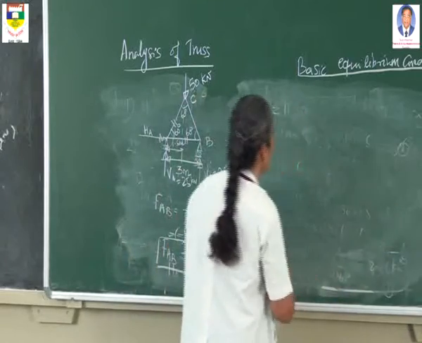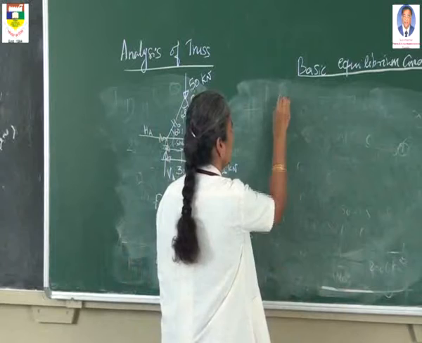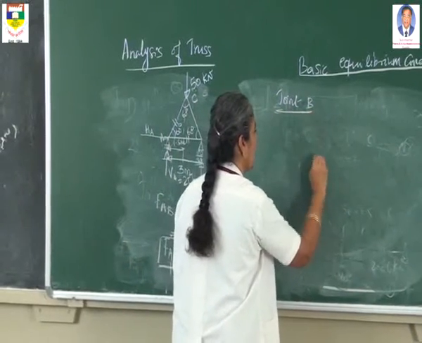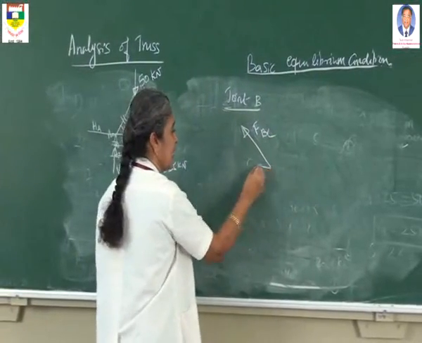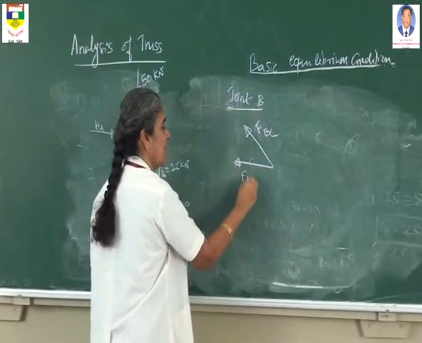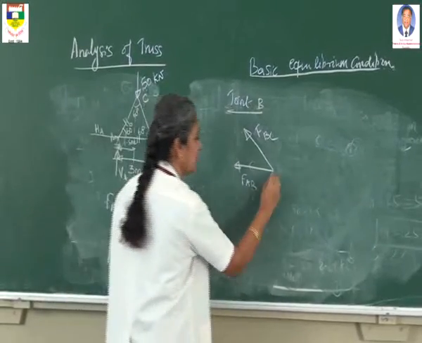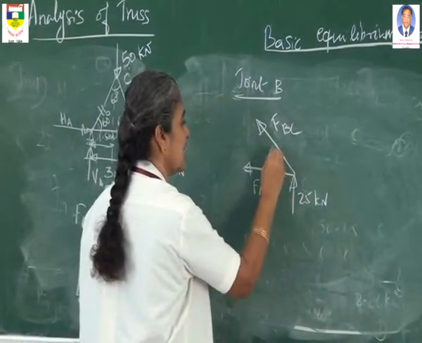Again you have to draw the free body diagram of joint B. At joint B, the first member force is FBC, the second member force is FAB. This FAB you already know, and this reaction component is 25 kilonewton. Again this angle is 60 degree.